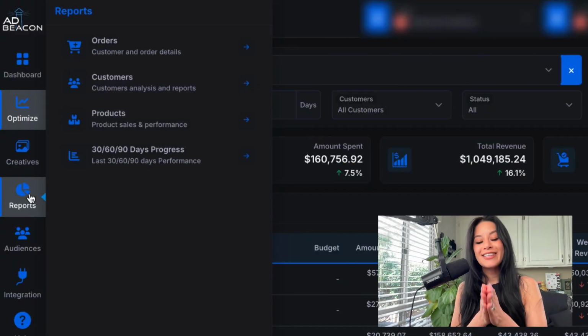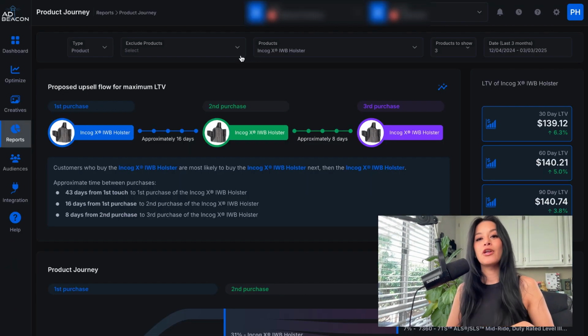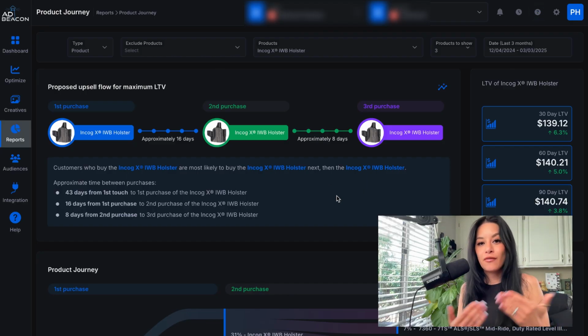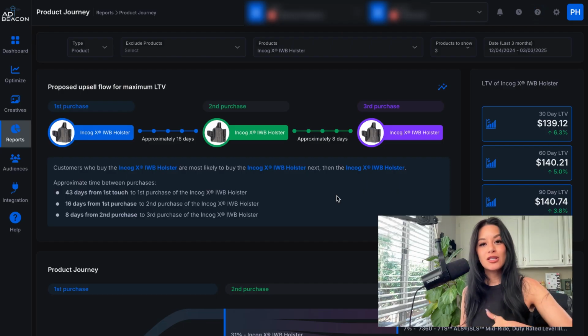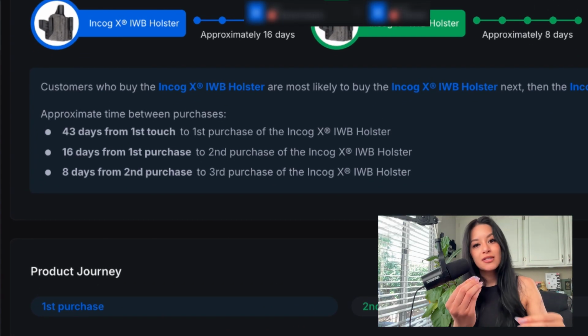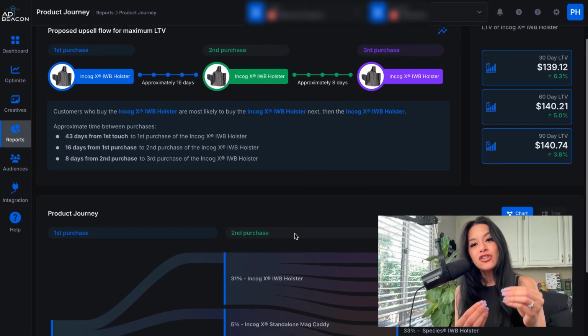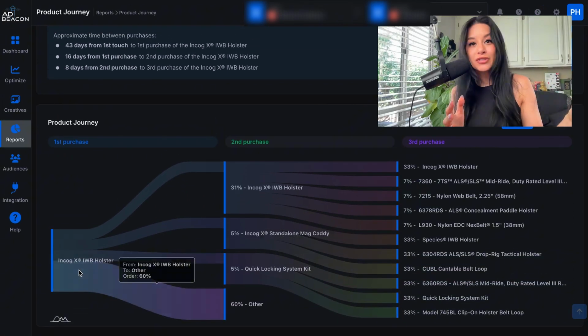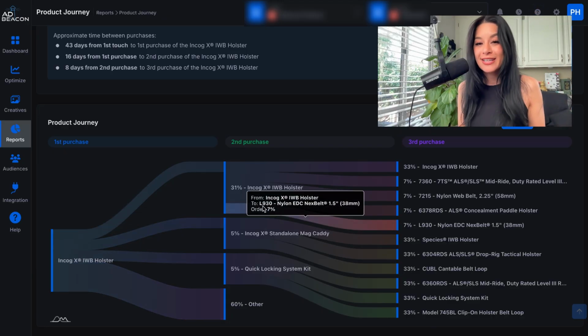Now, the last portion is going to be the product journey report. This is how you keep people engaged and also want to keep buying from you. You always want to give people what they're most likely going to buy next based off historical data. So what we do in AdBeacon is we take the last 3, 6, and 12 months and we show you the top products that were sold. We also show you how long it takes from first touch to first purchase to second purchase to third purchase and what they're most likely going to buy. And it's not just predictive modeling, it's actually taking historical data and analyzing this is exactly what happened and the percentage sway.